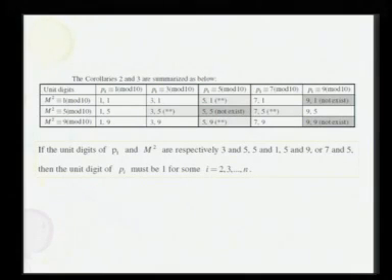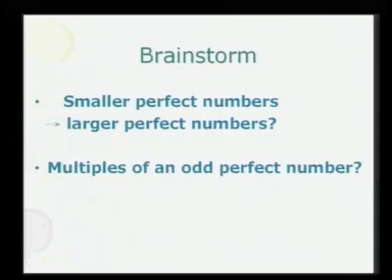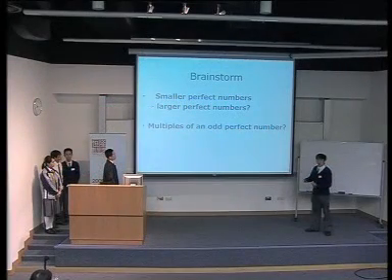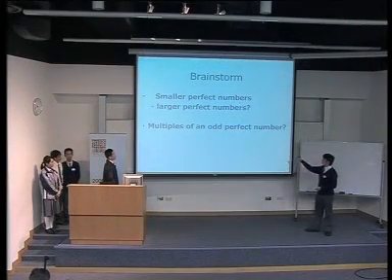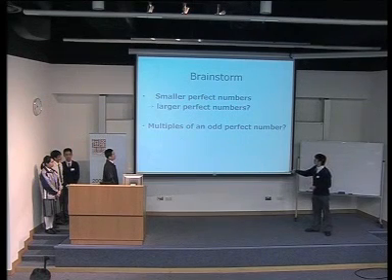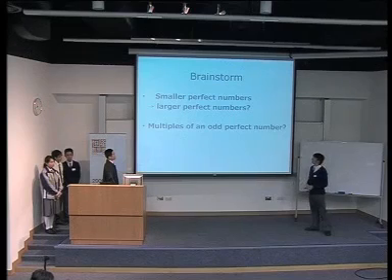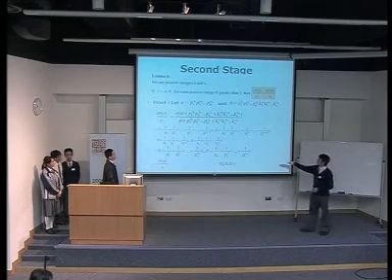So we turned our attention to another approach, that is considering the multiples of the perfect number. Can we generate a larger perfect number from simply multiplying a smaller perfect number? Are there any special properties of the multiples of an odd perfect number? So we first derive lemma 4.